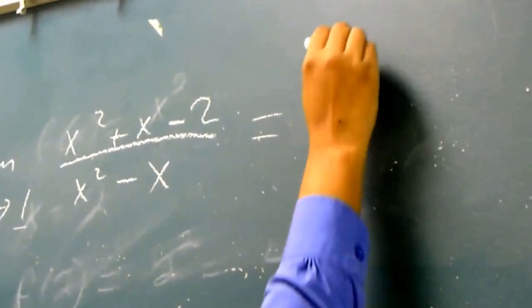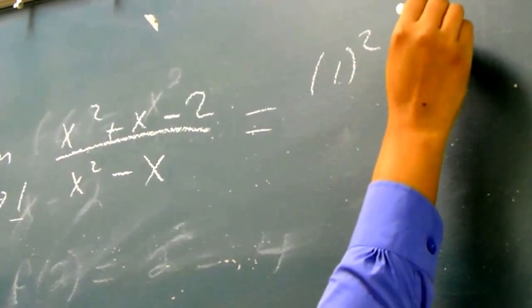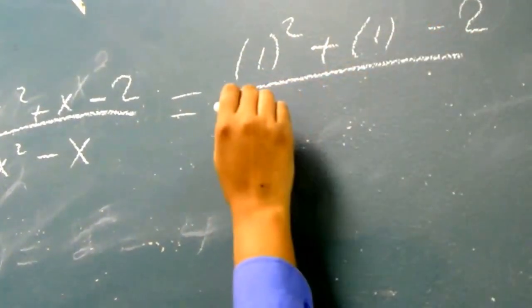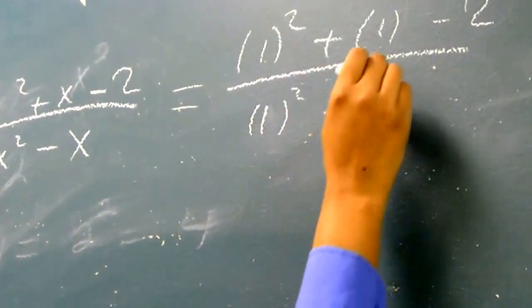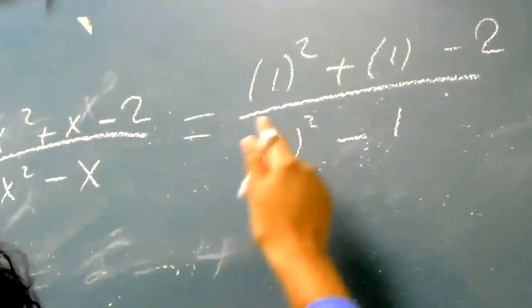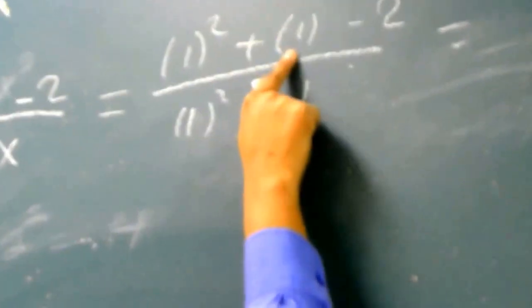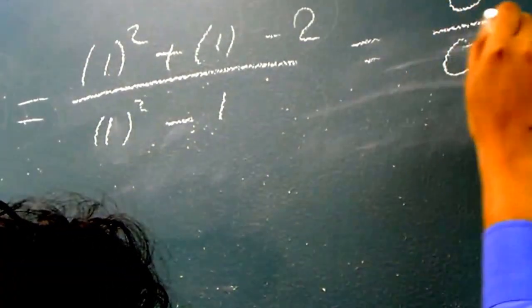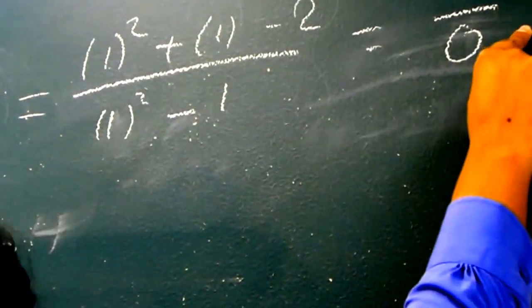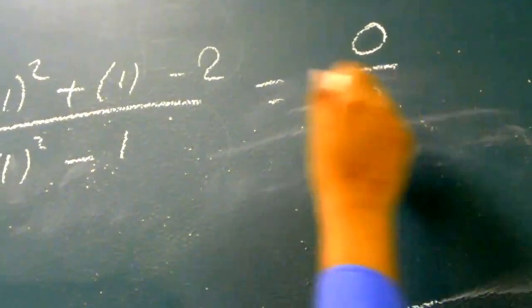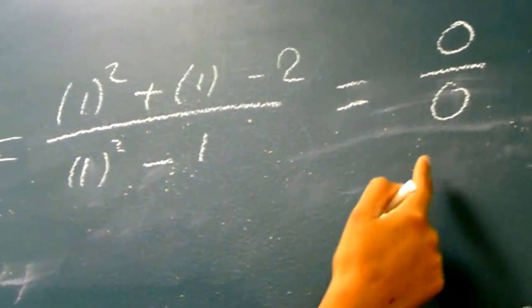So again, we have 1 squared plus 1 minus 2 divided by 1 squared minus 1. If we do all the operations here, we have 1 plus 1 minus 2, that's a 0 on top, and then we have 1 squared is 1 minus 1, that's another 0. So we have 0 over 0. But we don't know what is the answer to 0 over 0. So this is not an answer for a limit.